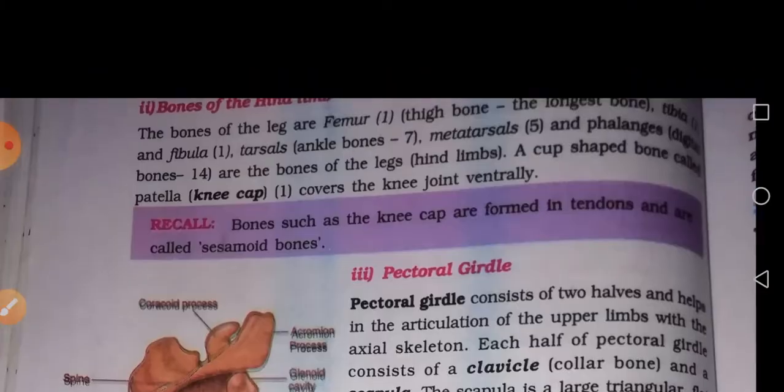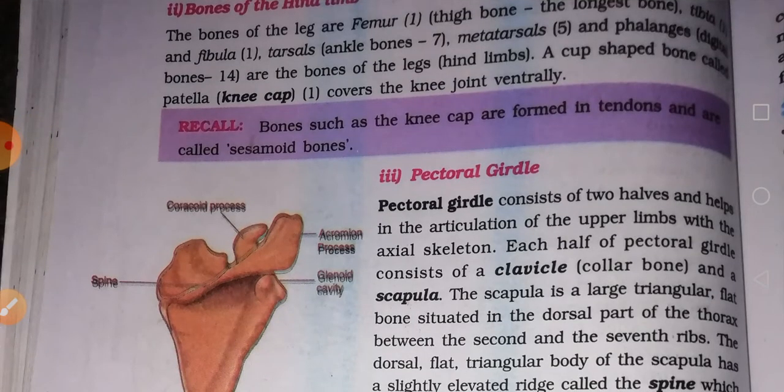Next, coming to the bones of the leg, starting with the femur. The femur is the longest bone. Which is the longest bone in our body? It is the femur. The femur, also called the thigh bone, is the longest bone in our body. The leg is then formed by the tibia and fibula.